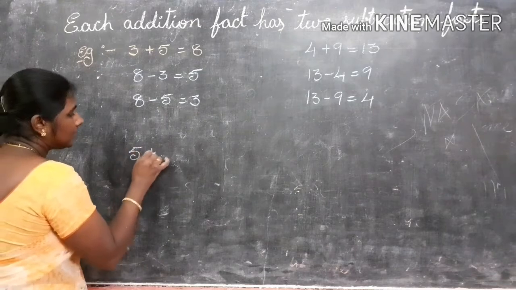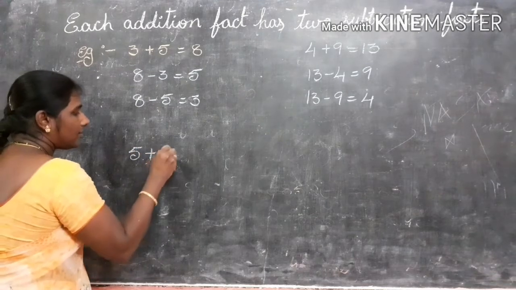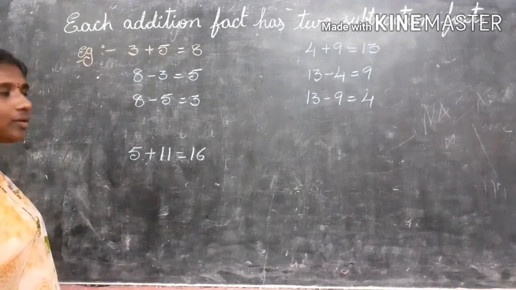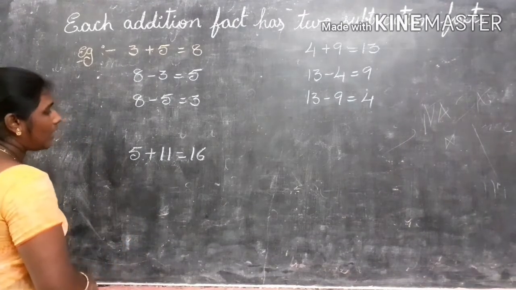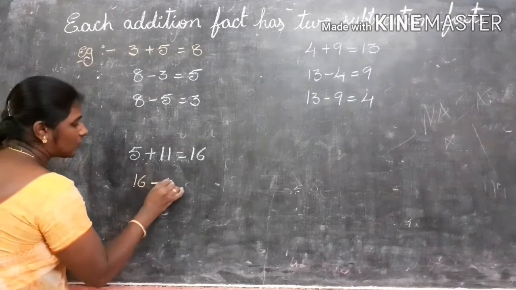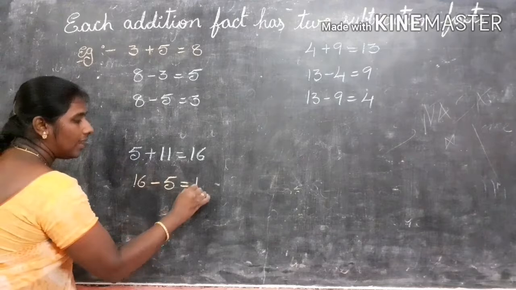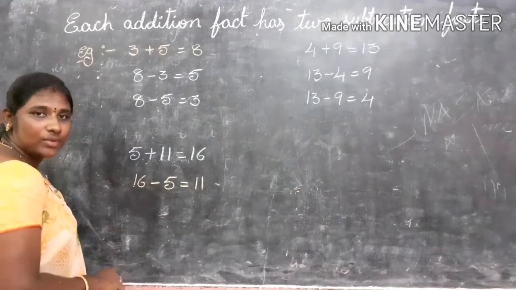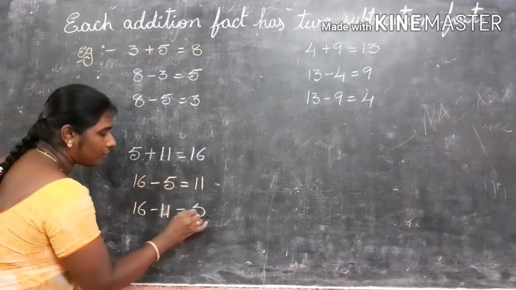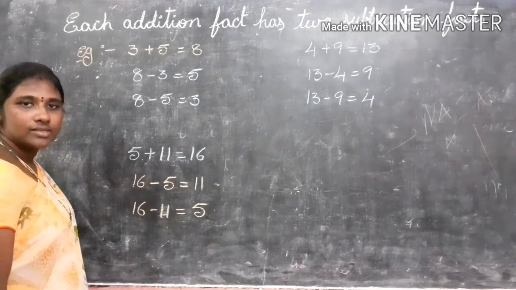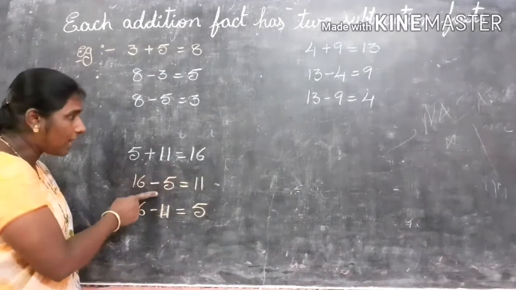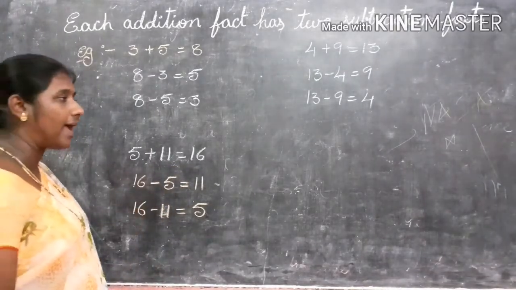Next one more. 5 plus 11 is equal to 16. Now 16 minus 5 is equal to 11. 16 minus 11 is equal to 5. From this addition fact, we are writing two subtraction facts.